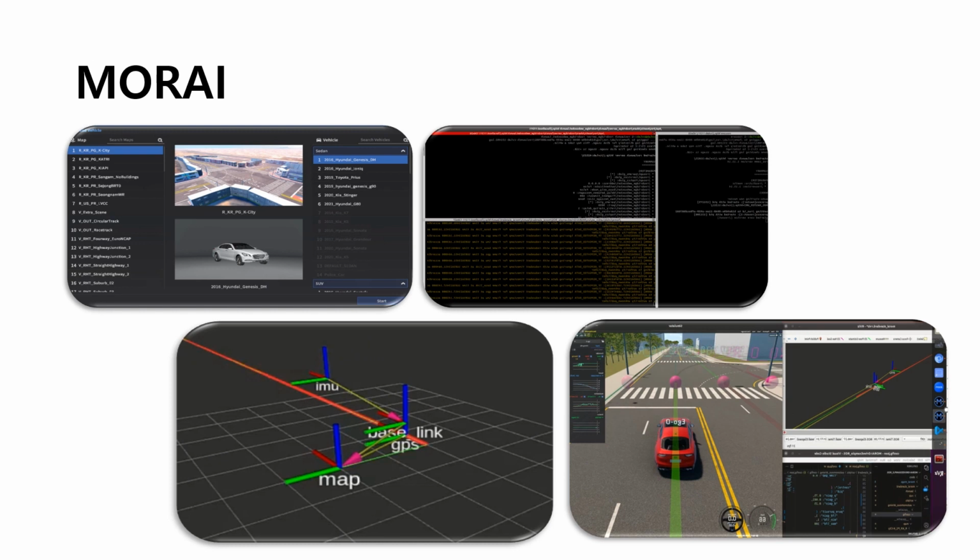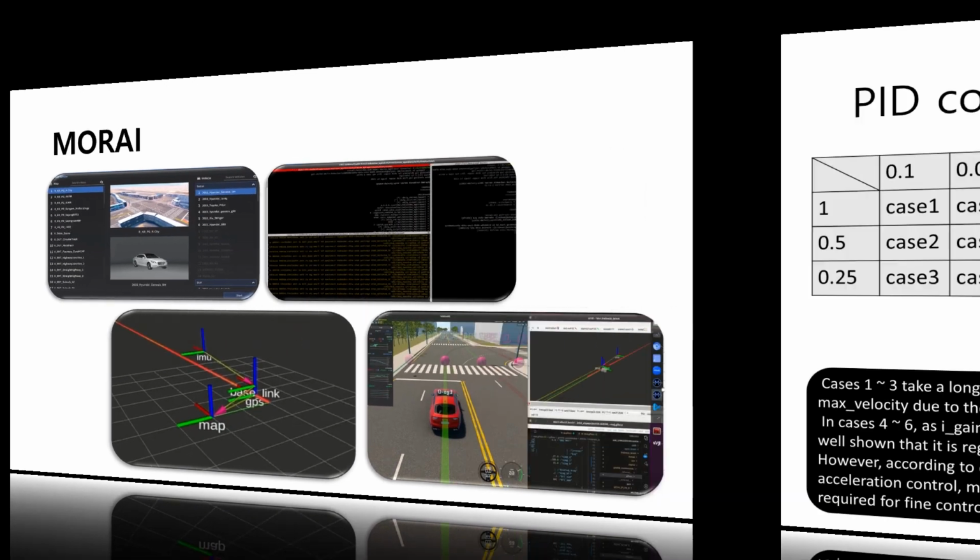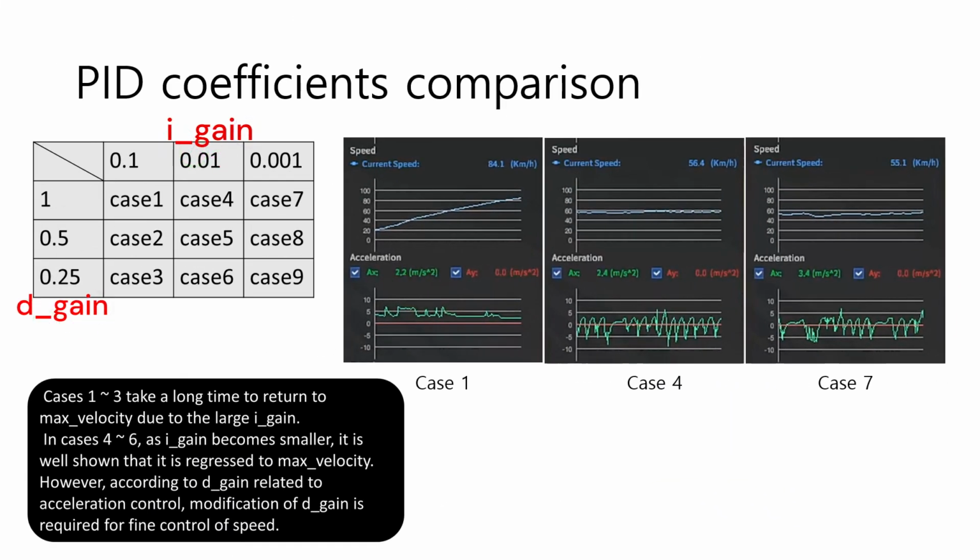We are using the Mirai simulator. You can choose the route and type of vehicle, and you can implement autonomous driving through the code after connecting to ROS communication. It took a lot of time because the setting process for executing Mirai was complicated. The following is a total of 9 cases, and the speed and acceleration data of 3 unstable cases. As mentioned earlier, these are cases in which I gain and P gain values have been changed. If you look at the graph, it looks quite unstable.